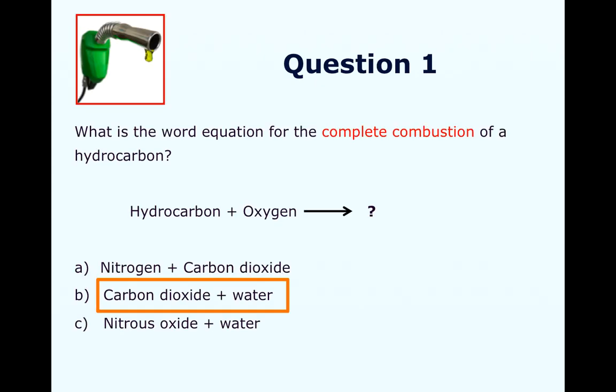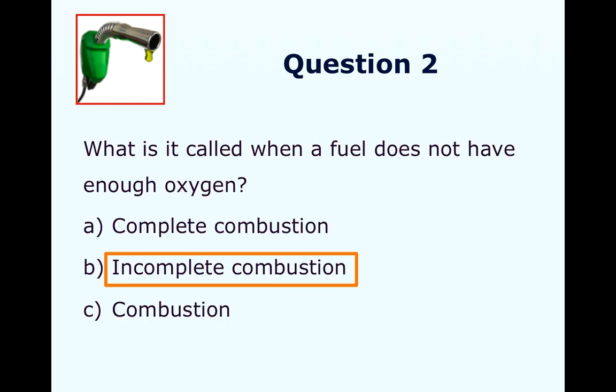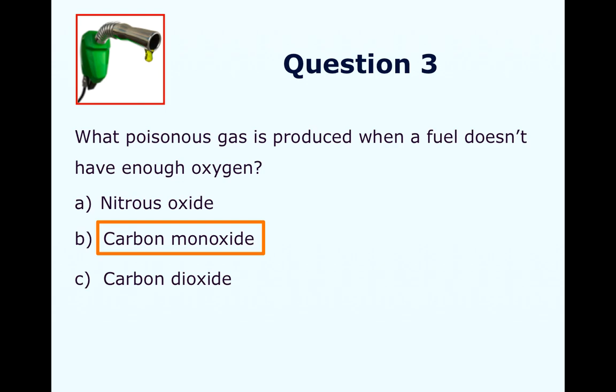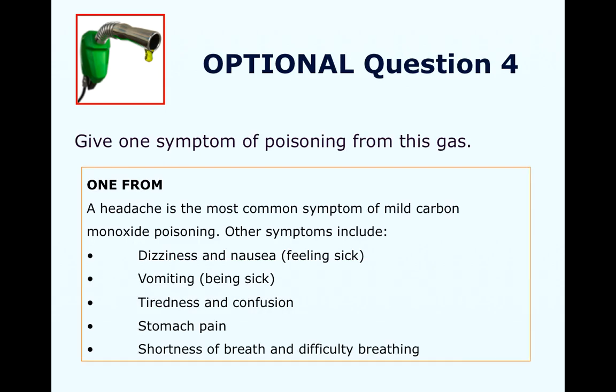Answers. Question 1. The products of complete combustion are carbon dioxide and water. Question 2. When a fuel burns with not enough oxygen, it's incomplete combustion. Question 3. The poisonous gas produced during incomplete combustion is carbon monoxide. Symptoms of carbon monoxide poisoning are various. See below.